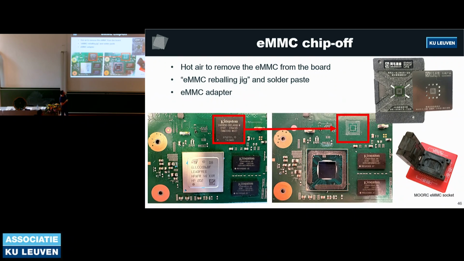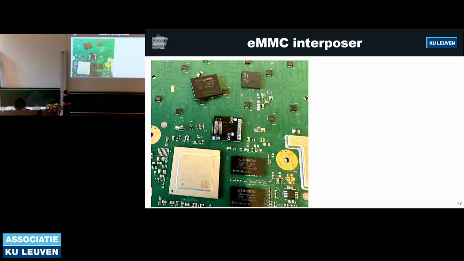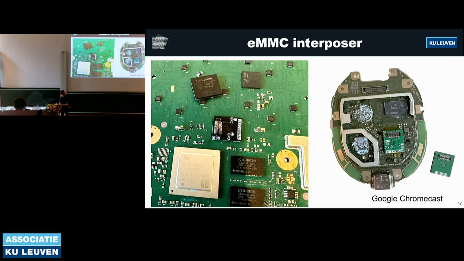So in that case, you do have to desolder this chip, put it in one of these readers, extract the firmware, reball the chip, so reform these small little solder balls, put it back on the board, and so on. This is all relatively easy, but very tedious if you have to do it multiple times. So another solution you can do is you can make something called an interposer. You actually solder a small PCB to the board and a small PCB to the eMMC chip, and then you can actually remove and reattach the chip multiple times. And this interposer is something you can reuse on multiple devices.